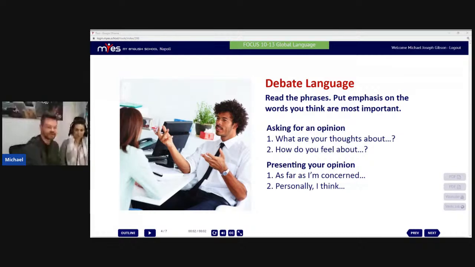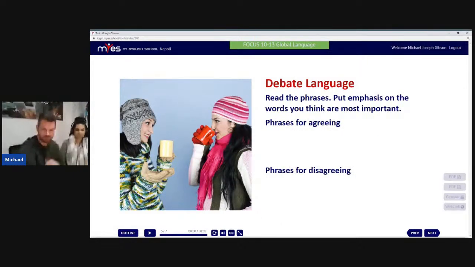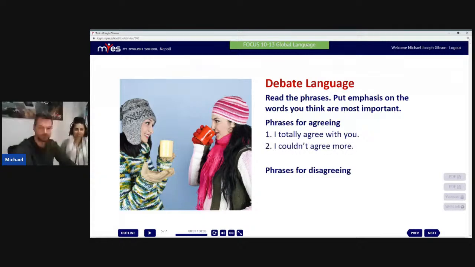Okay, guys, we're going to move on to the next slide, which is some debate language. Again, some phrases for agreeing and phrases for disagreeing. Remember from the introduction, these are friendly phrases to use when we are debating. I totally agree with you. I totally agree. I couldn't agree more.